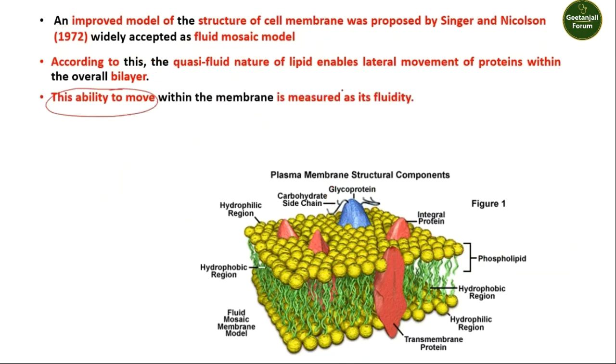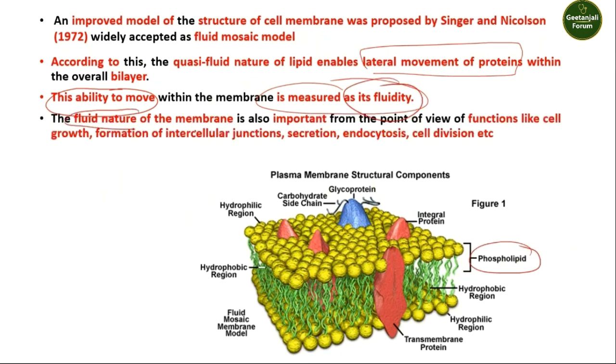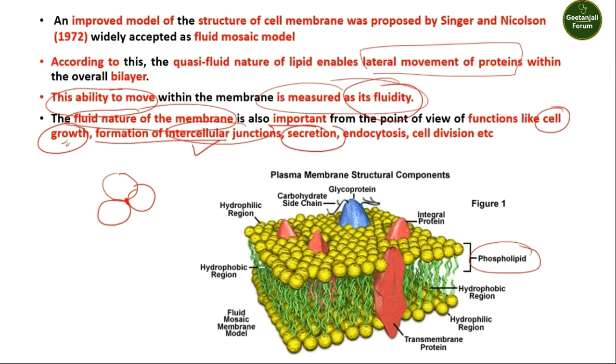This ability to move is measured as its fluidity. It means the proteins which can move in this phospholipid layer, this movement is known as fluidity. The fluid nature of membrane is important for cellular functions like cell growth, formation of intercellular junctions, means one cell is attached with the other cell. Where two cells are joined, that place is called intercellular junction. Membrane is important for secretion. Cell secretes many molecules outside the cell. Then endocytosis and cell division. For all these functions, the fluid nature of cell membrane is required.